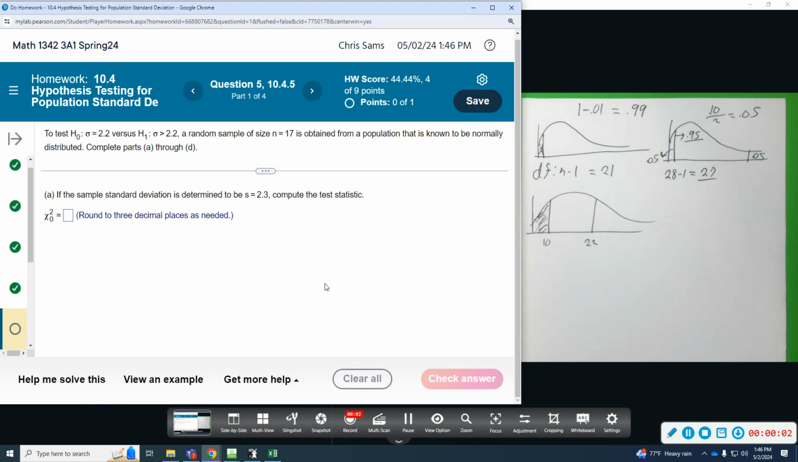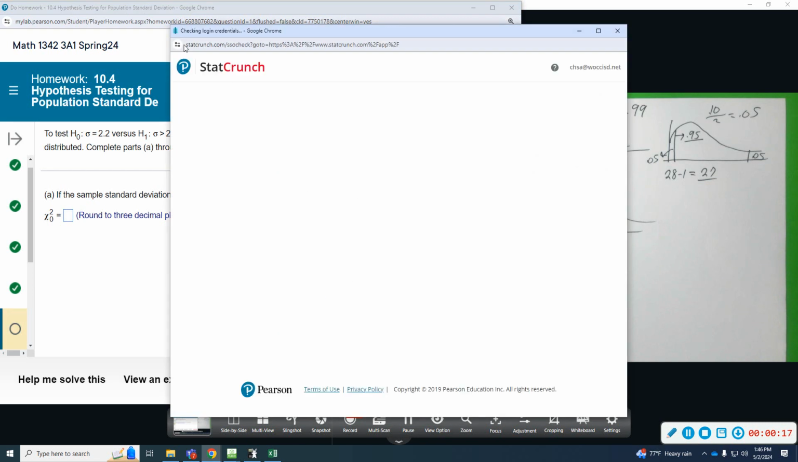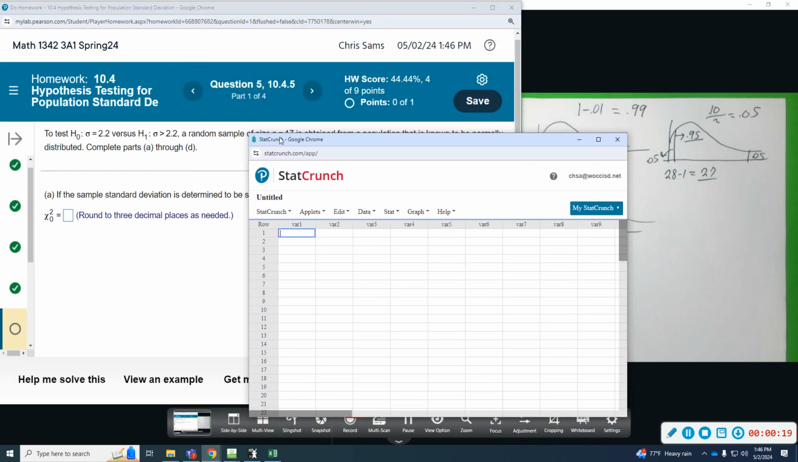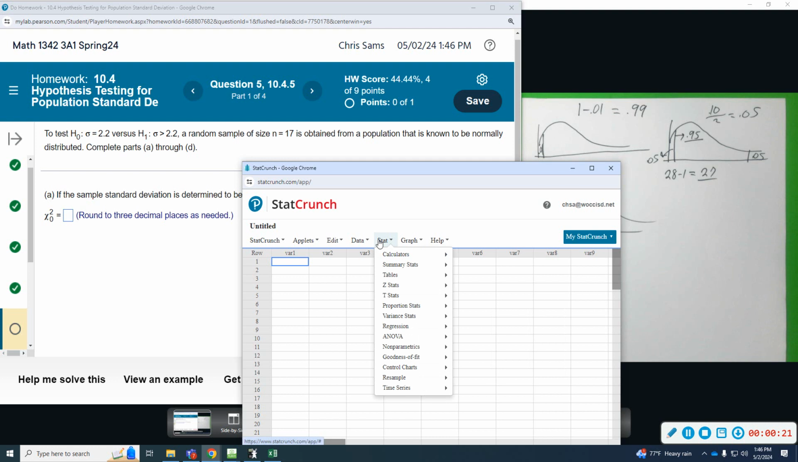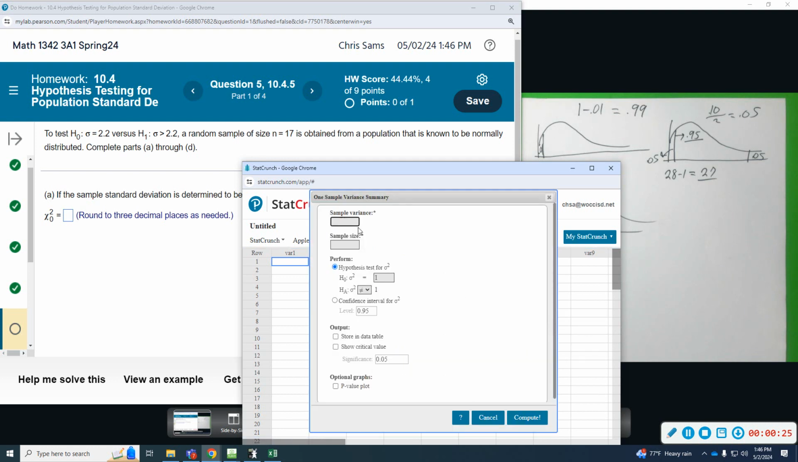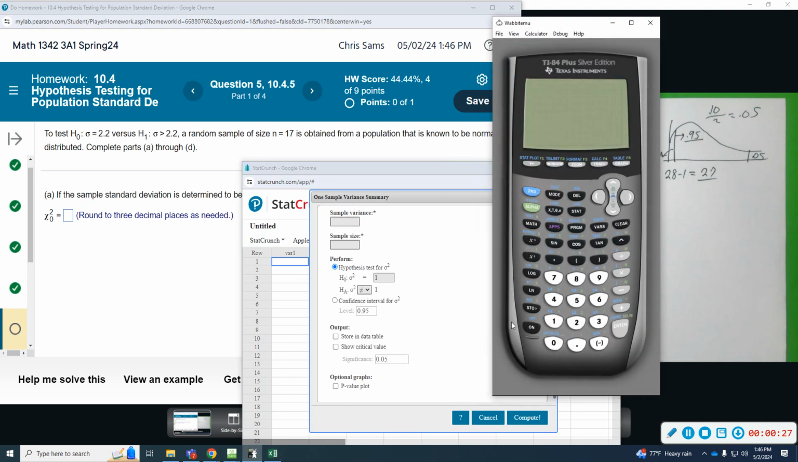Number 5, we're going to test sigma is 2.2 versus greater than 2.2. Sample size 17, known to be normal. First, we're going to do the test statistic. So with StatCrunch, variance, one sample, summary. We've got to find the square so we can get the variance.